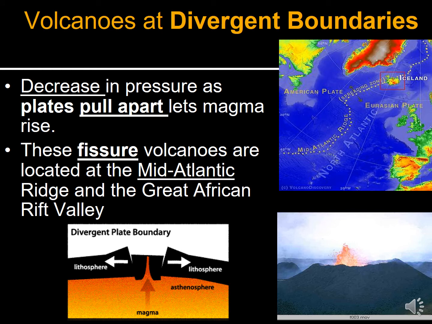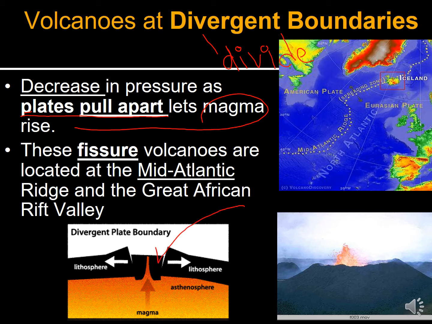Volcanoes at divergent boundaries. So what happens here, divergent means divide. Divergent means divide. So this decrease in pressure pulls apart and lets magma rise up. As you see here in this picture, you see how the earth is pulling apart and magma is coming up. These right here are called fissure volcanoes, and they're located at the Mid-Atlantic Ridge and Great African Rift Valley.